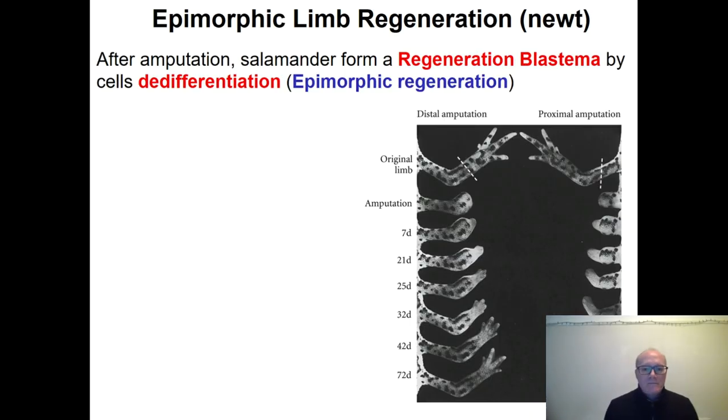All right. Lastly, today I'd like to talk about epimorphic limb regeneration in newt. In this picture, you see two amputations of the limb in newt, a distal amputation and a proximal amputation, and you see that after a number of days, the animal is able to regenerate the missing tissue. Of course, in both cases, it regenerates only the missing tissue, being the distal portion or the more proximal portion. So how does the newt do that?